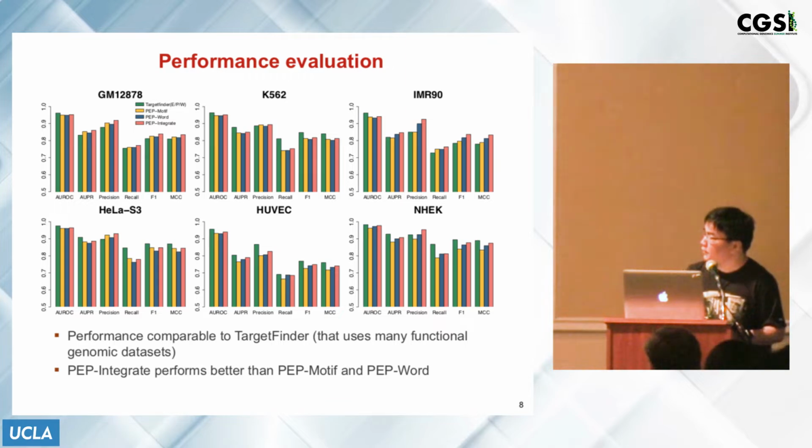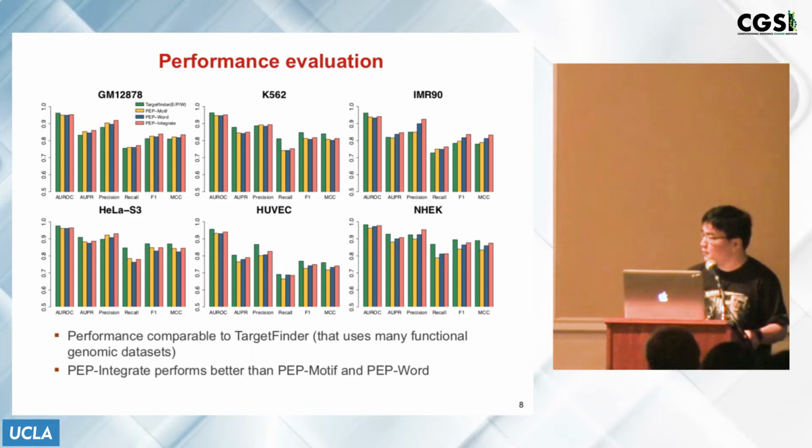We compared with TargetFinder, using the same data sets and same evaluation approaches, and we looked at different metrics across 6 different cell types. So the conclusion is that the performance is comparable to TargetFinder. Recall that I mentioned that TargetFinder uses many functional genomic data sets, but in our case we didn't use any functional genomic data. We only used the sequence-based features.